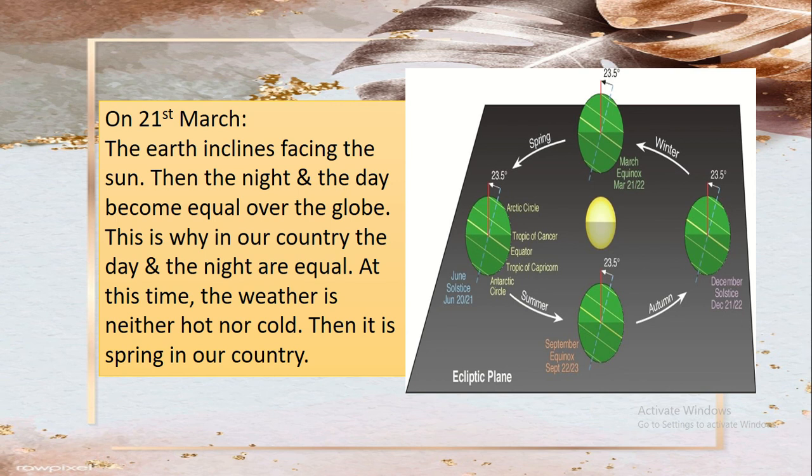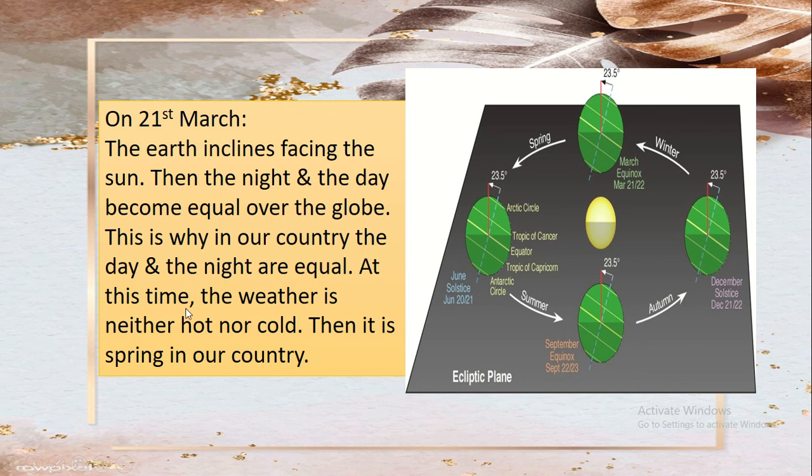At last, on March 21st, the earth reaches such a place on its own orbit where both the poles remain equally away from the sun, like 23rd September. So day and night will be equal. So the earth inclines facing the sun, and then the night and the day become equal over the globe. And this is why in our country the day and night are equal.